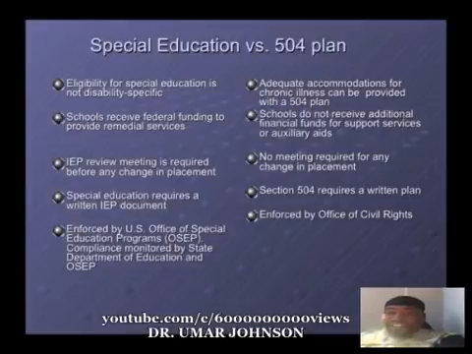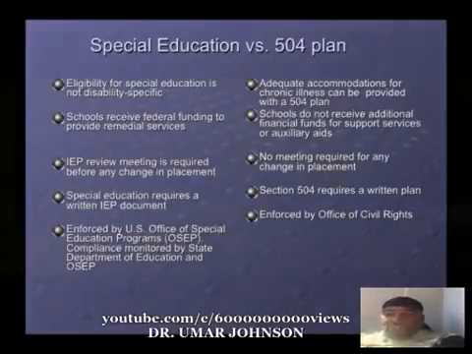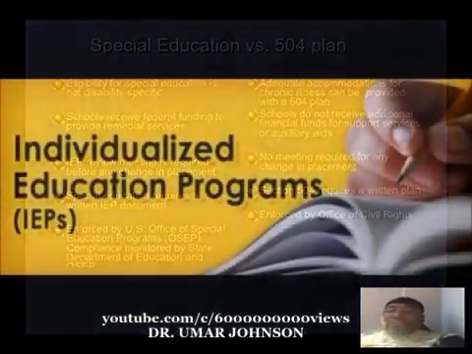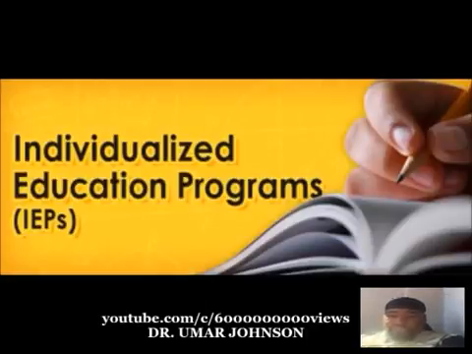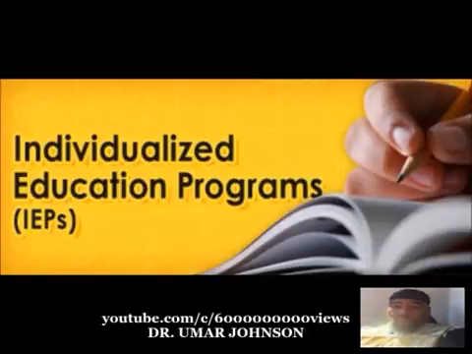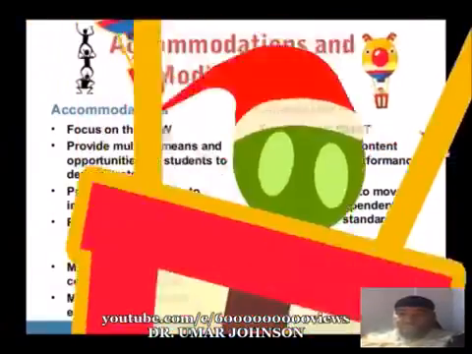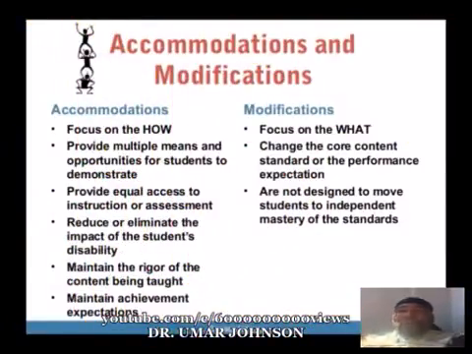If your child needs special education in order to learn, they get an IEP. By contrast, if your child does not need special education, but they do need certain accommodations so that they can receive their education, then they will get a 504 plan. In other words, an IEP is used when a child has a disability, needs special help, and we want to dumb down the instruction. Okay? IEP equals modification. 504 equals accommodation.